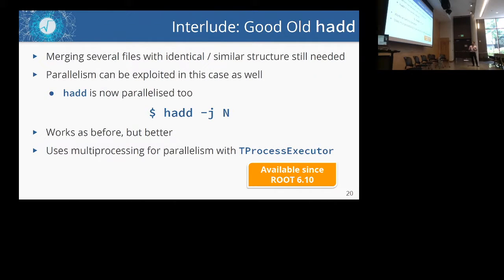So hadd was parallelized, as mentioned before, and just like make, you can give -jN. It will use multiprocessing and not multithreading, via TProcessExecutor. This is also released in ROOT 6.10.